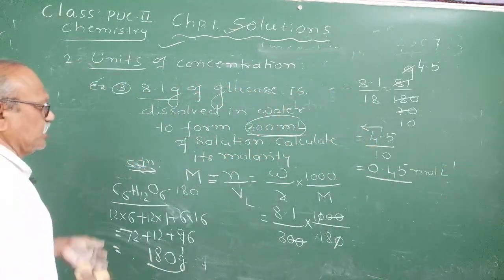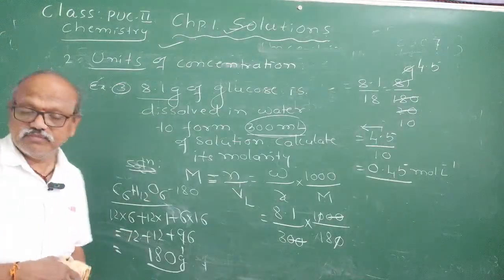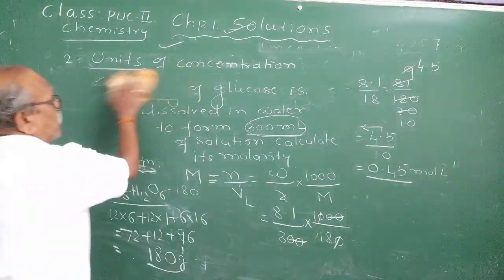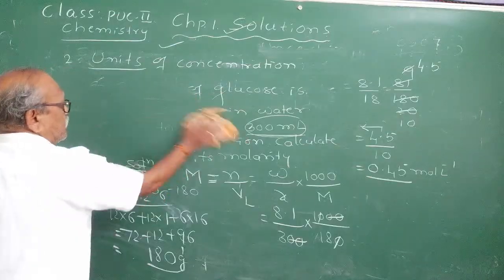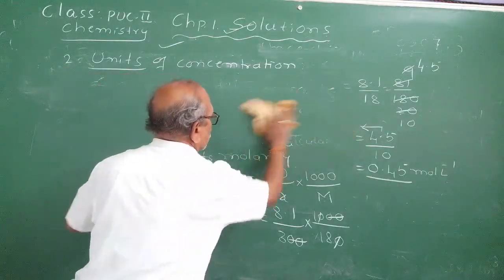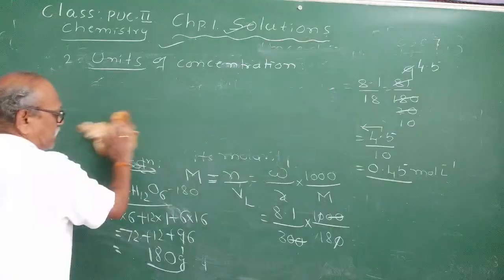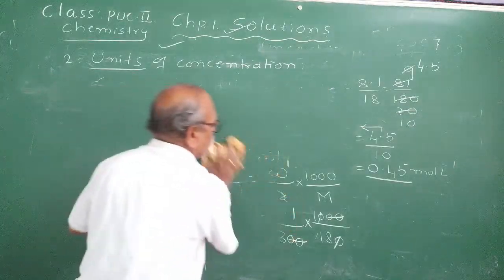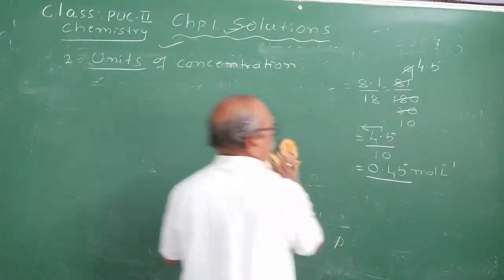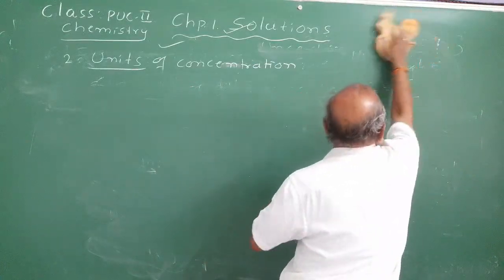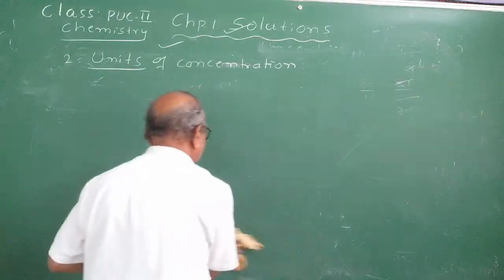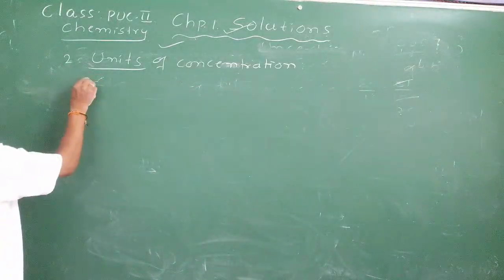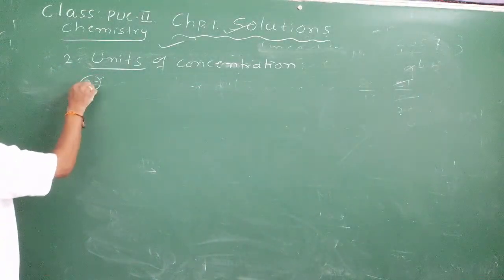That is the calculation of the molarity of a solution. Let us move on to the second unit. Later I will come to the more complicated questions. First of all, try to understand the formulae required for calculation of molarity, molality, mole fraction, and parts per million. The second unit is molality.